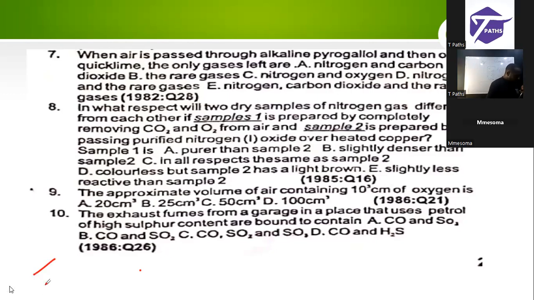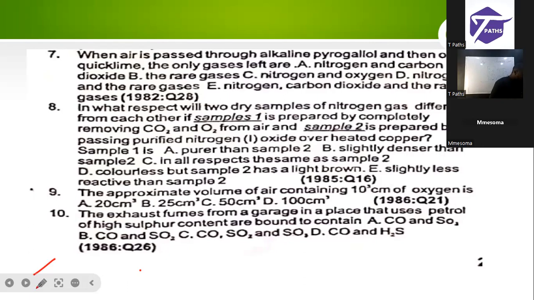The next question then, in what respect will 2 dry samples of nitrogen gas differ from each other if sample 1 is prepared by completely removing CO2 and O2 from air, and sample 2 is prepared by passing purified nitrogen oxide over heated copper? Sample 1 is dash. Now, this is the application of the knowledge you know about gases. And this is a very good question. You can see the question there.